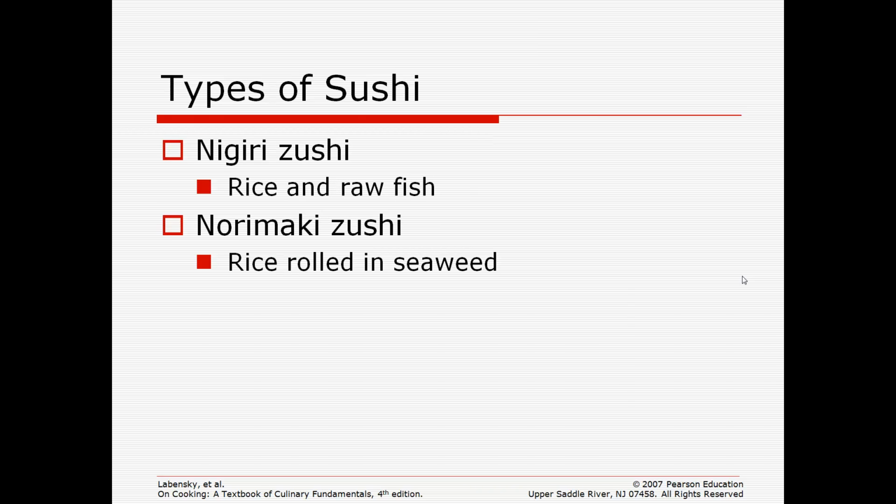Now moving on to sushi, you will get to make some sushi. I'm going to just talk about 2 different kinds here. Nigiri sushi, which is rice and raw fish, and norimaki sushi, which is rice rolled in seaweed. And you might have seen both of these if you're a sushi person.